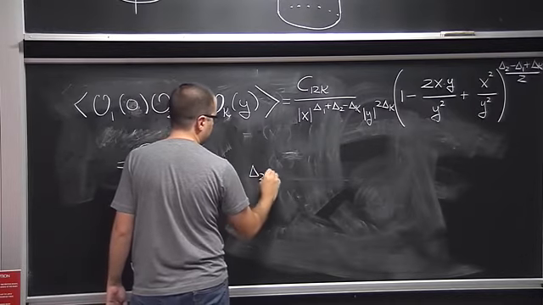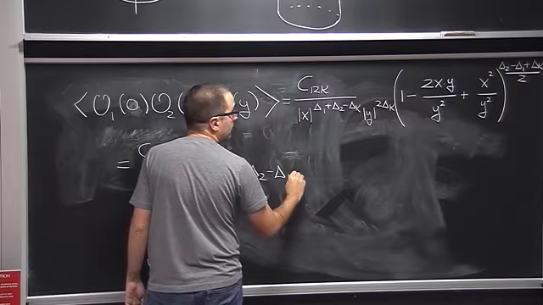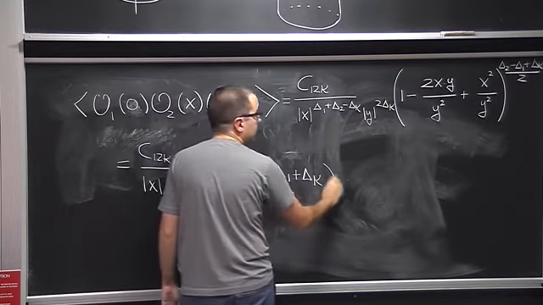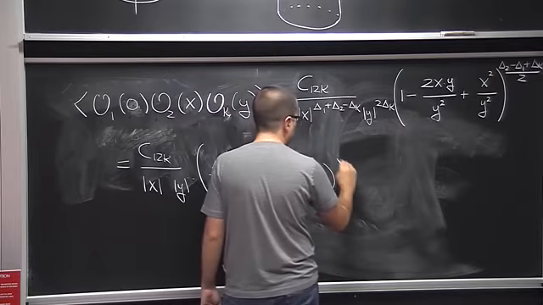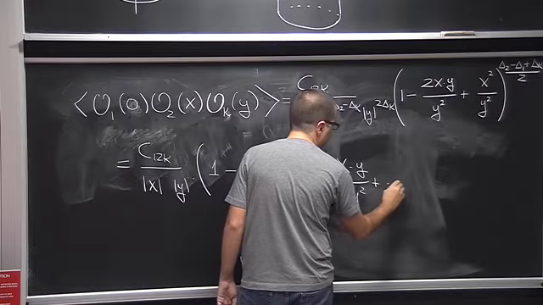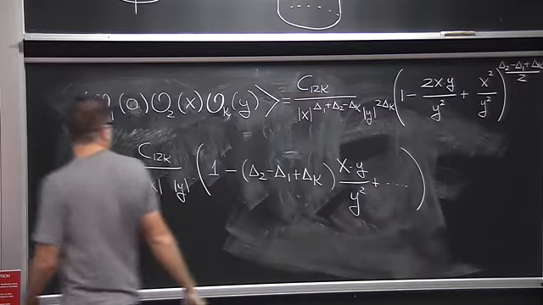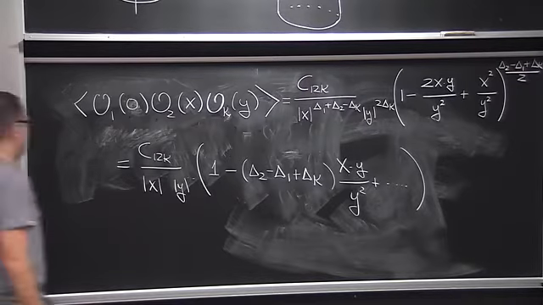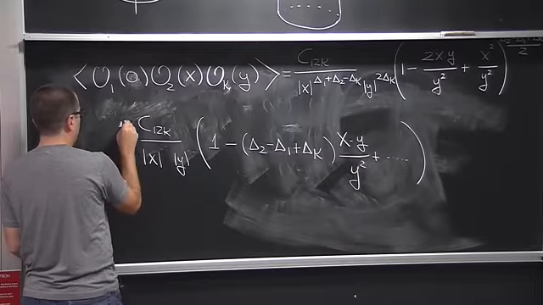Help me out, tell me if I'm doing it right. Delta_2 minus Delta_1 plus Delta_k. The 2 just cancels. x dot y over y squared plus dot dot dot. Okay? So this is what we get on the one hand. We could expand a little bit further. Okay? So this is 1.